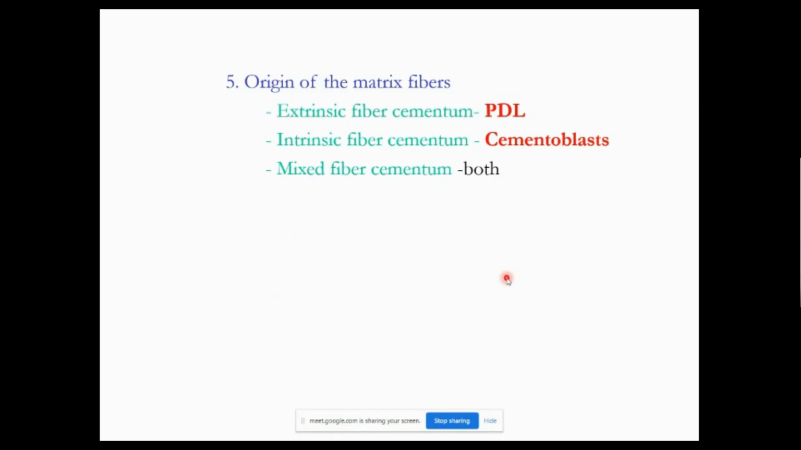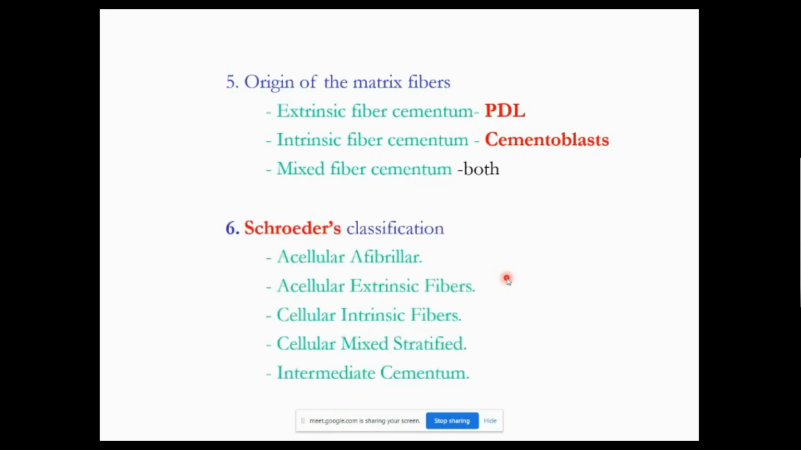Okay, so the kind of question I will ask is, the type of cementum in which the origin of the matrix fibers is from cementoblast is called as, and then maybe I'll give a list. Or maybe I will say the type of cementum which does not have any cells and the fibers are derived from PDL, then you should say it is acellular extrinsic fiber.